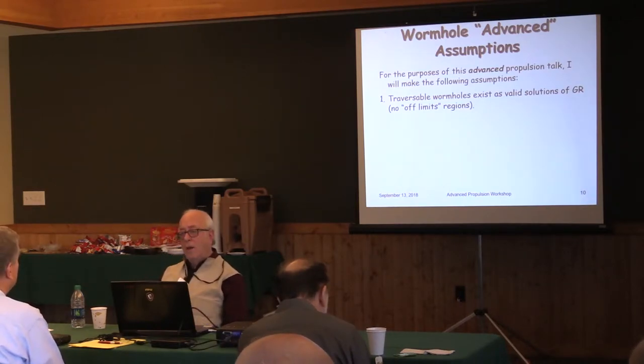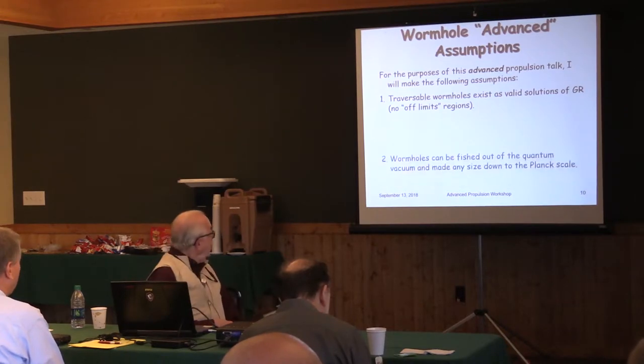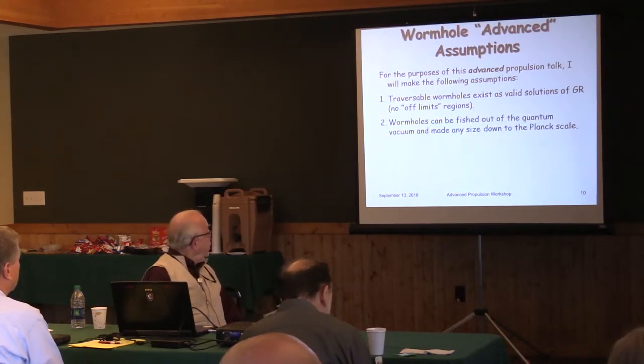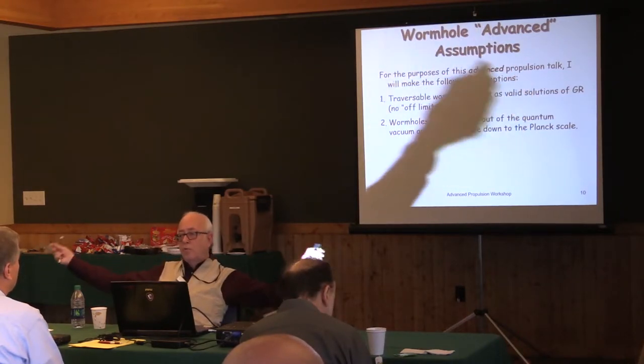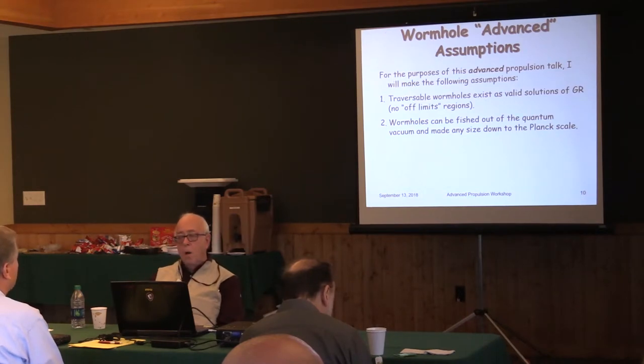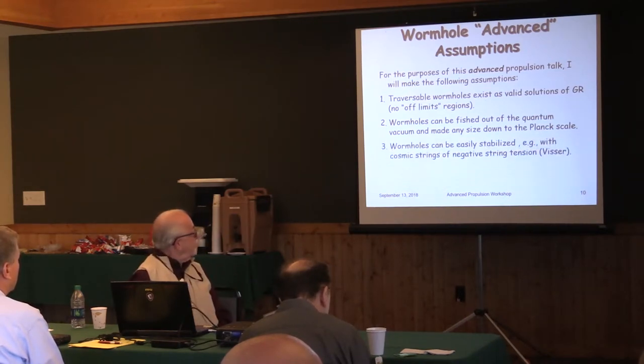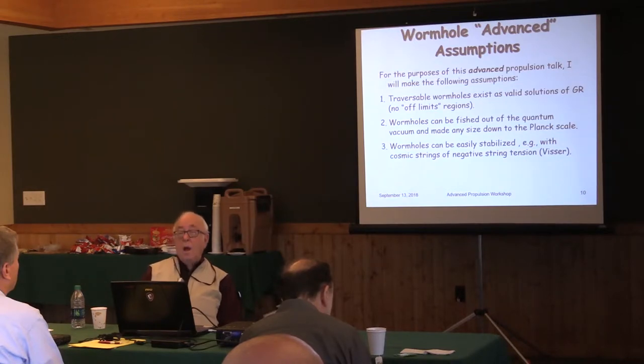And so I'm going to assume that they're wrong. Secondly, that wormholes can be fished out of the quantum vacuum and made any size all the way down to the Planck length. So you don't have to make enormous wormholes, you can make things that are really quite small. Thirdly, the wormholes can be easily stabilized.